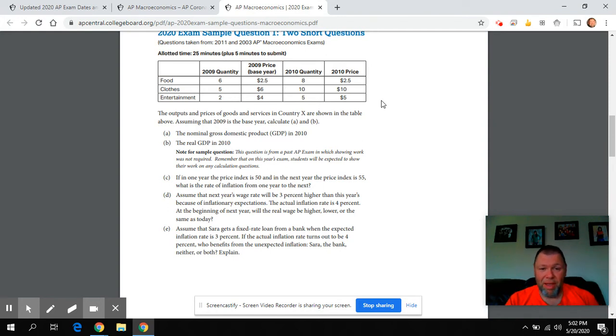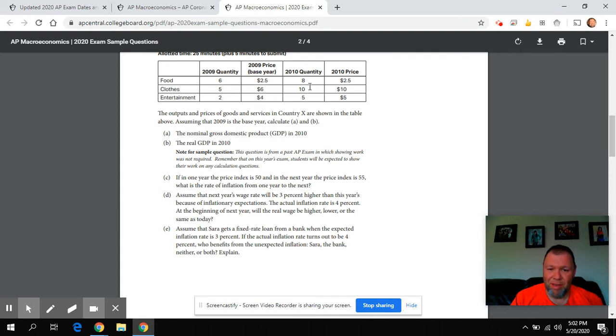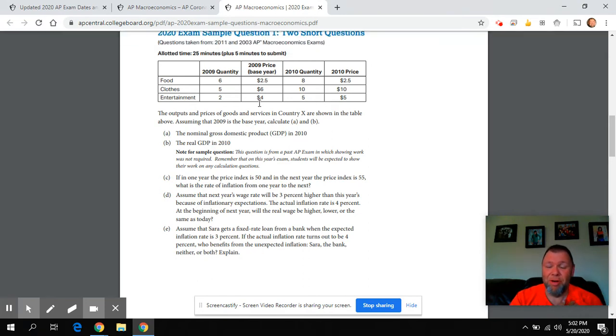Real GDP in 2010. Remember, guys, real GDP is the 2010 quantity, but with the 2009 prices. Since 2009 was the base year, real GDP is the value of everything expressed in the base year. So you do the same thing. 8 times 2.5 is 20. 10 times 6 is 60. 5 times 4 is 20. 20 plus 60 plus 20 is 100, right? They actually want you to write all of that out.